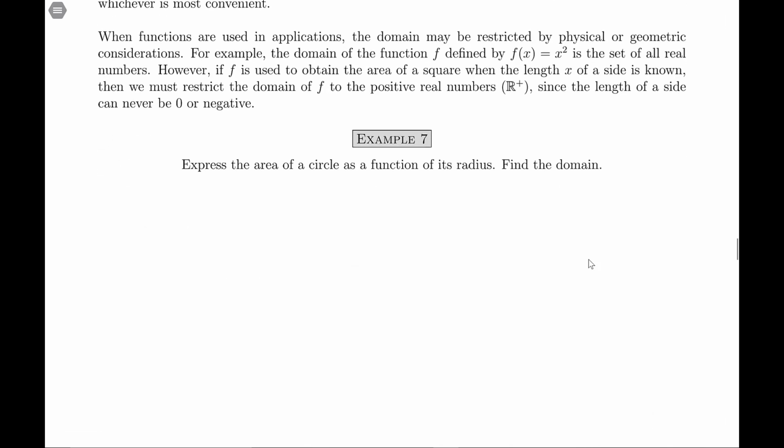Example 7: express the area of a circle as a function of its radius. When we're expressing the area of a circle as a function of its radius, we all know that the area of a circle is A is equal to pi r squared. Writing it in function notation, it would just simply be area as a function of r is equal to pi r squared. So we're not really changing anything, just notationally it's going to look a little bit different.